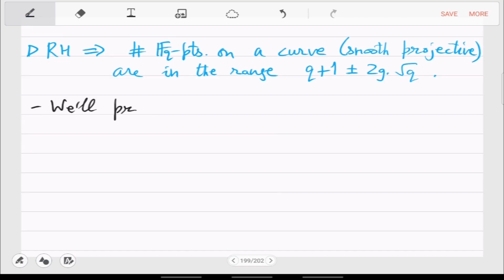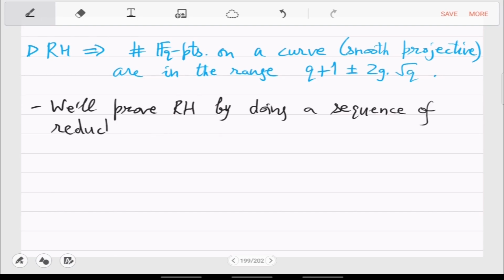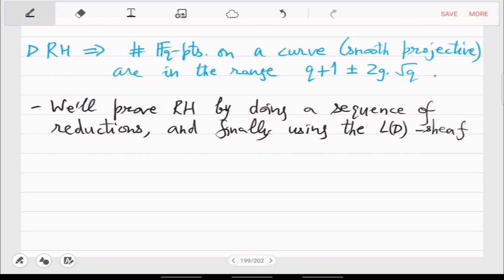So we'll prove this by doing a sequence of reductions and finally using the L-adic sheaf. The L-adic sheaf result is very mysterious, but the reductions which we will do will be more intuitive. So let's start with the reductions.